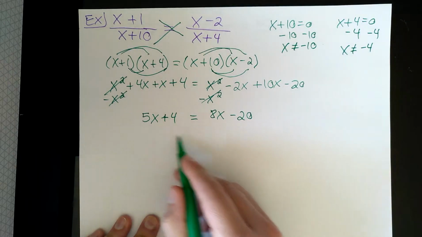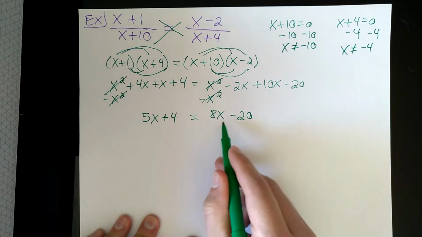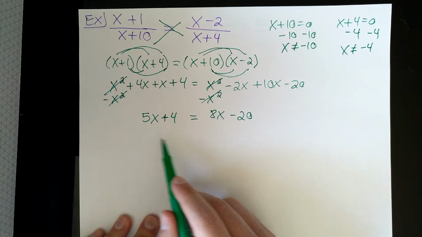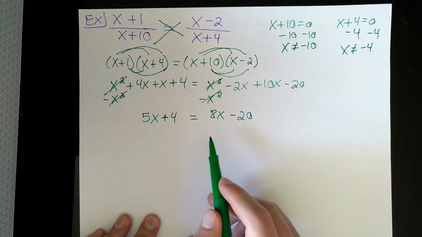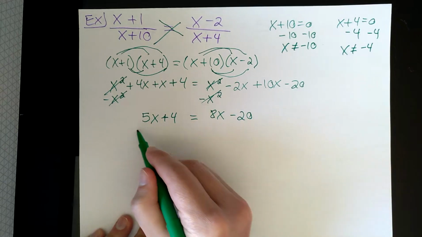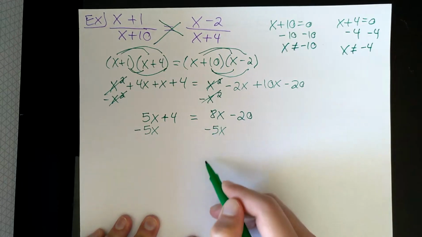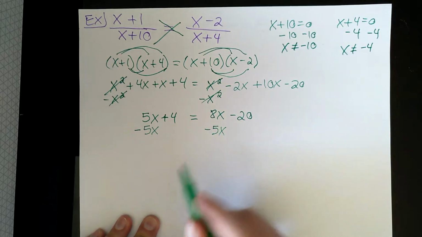And now we need to get our like terms together again. So we need to move one of the x's over to the other side. In general, you want to move the smaller x over. It lowers the likelihood of having to divide by a negative number. It doesn't always guarantee it, but it definitely helps. So we're going to subtract the 5x over to the other side instead of subtracting the 8x.